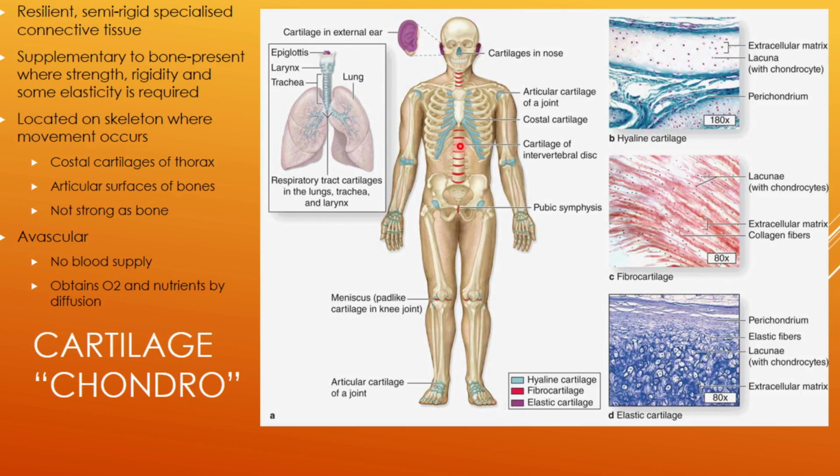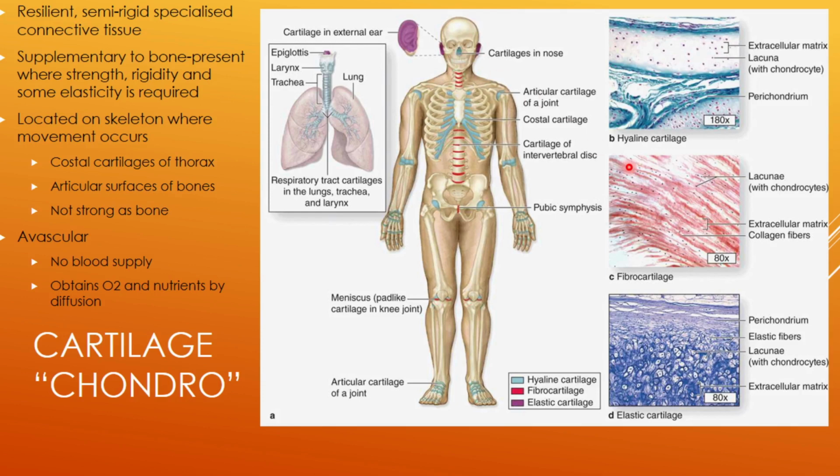It also forms your costal cartilages, or the cartilaginous part of your ribs. So your ribs aren't all bone. Anteriorly, they are formed of cartilage. This is hyaline cartilage. And also you'll find hyaline cartilage in your nose. And a few other places, but that's enough for now.